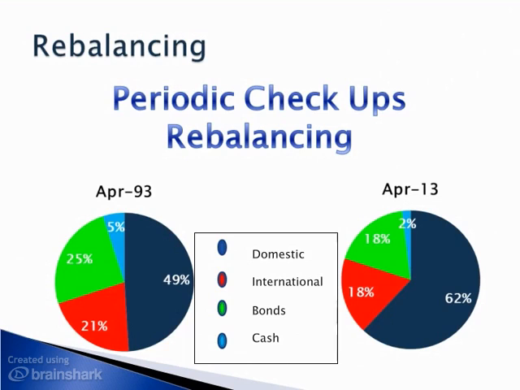Let's take a look at how different a portfolio can look over time if you fail to rebalance regularly. From April 1993 to April 2013, virtually every asset class changed their portfolio weighting. If we fail to regularly review and rebalance our portfolio, the intended risk profile will almost certainly fall out of check.